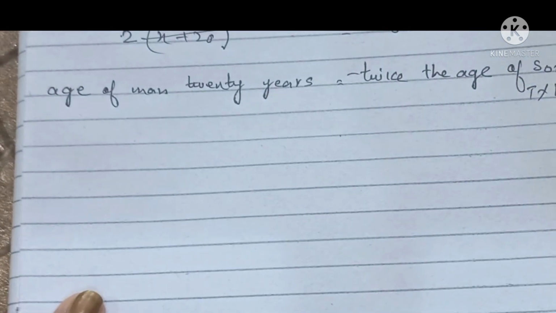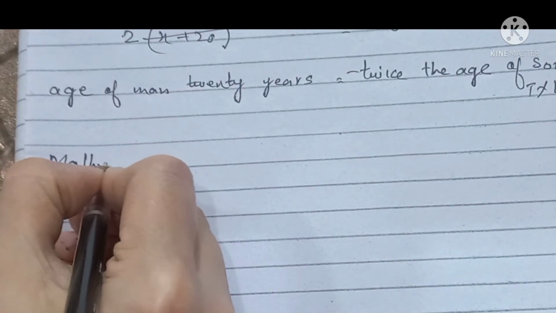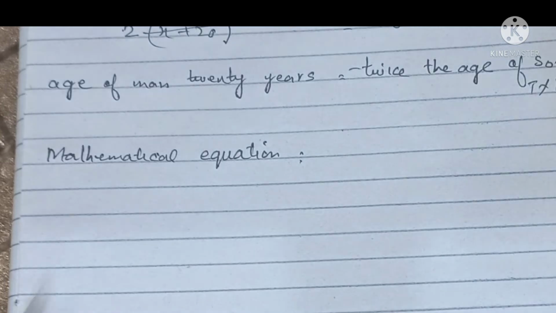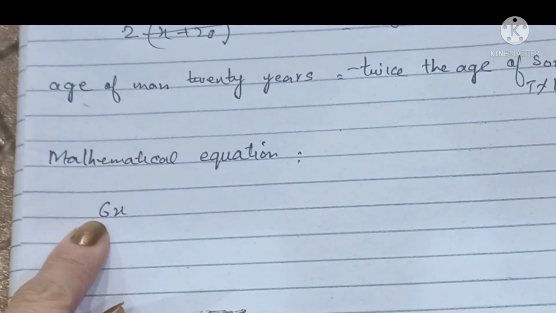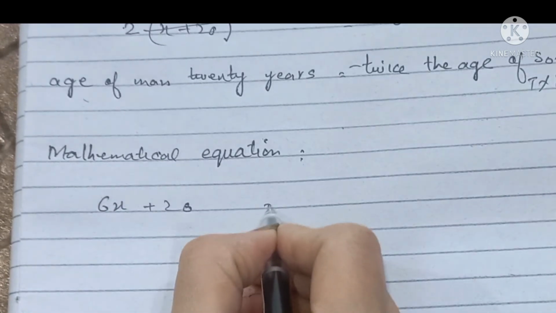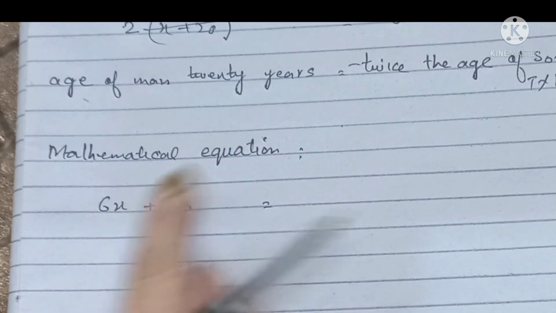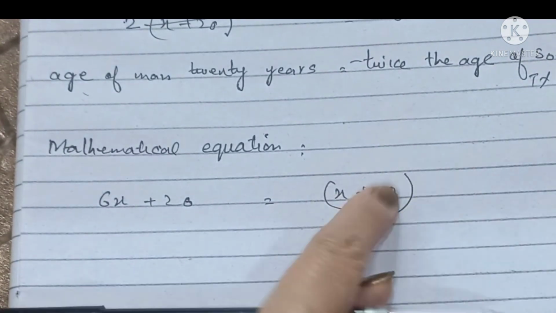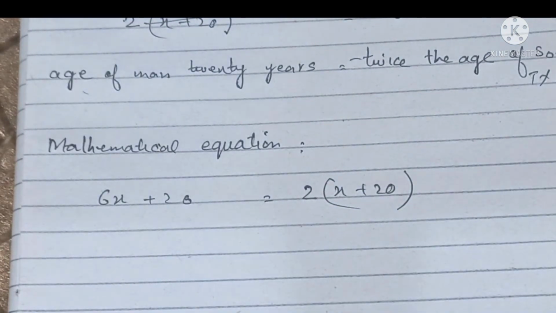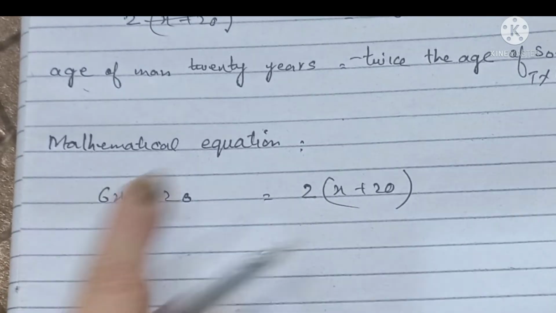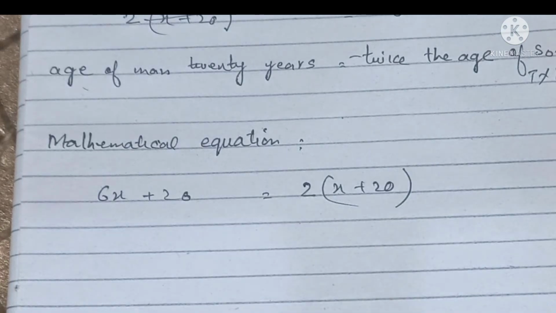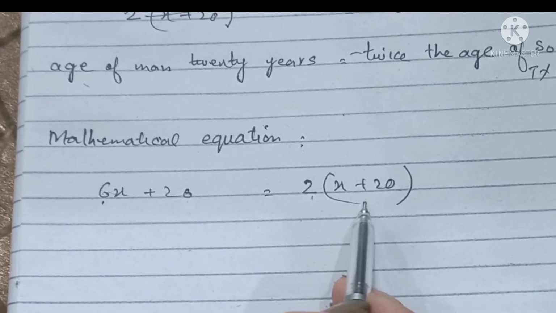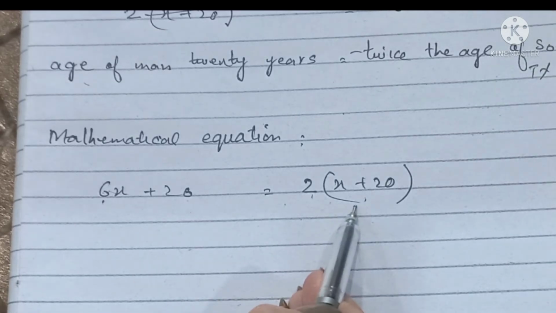Now, according to the mathematical equation, 6x plus 20 means man's age after 20 years, and here he will be twice the age of his son. So here we put the age of the son after 20 years, and we multiply it by 2. So this side will be equal to this side. We are going to find the age of the man after 20 years, and they said it will be twice the age of the son after 20 years.